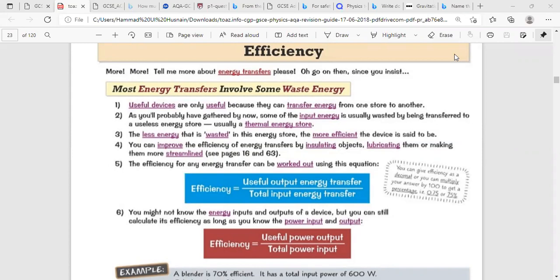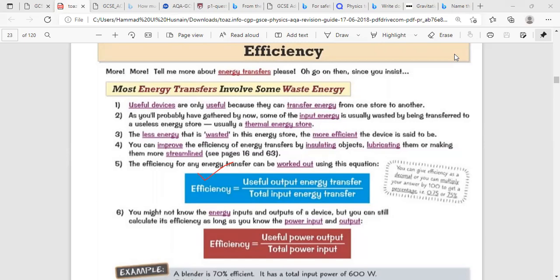So we have a formula of efficiency, and what is it? Efficiency is equal to the useful output energy transfer divided by total input energy transfer. As I have told you, all the energy can never be transferred to the useful energy output, so the efficiency of a body can never be 100%.